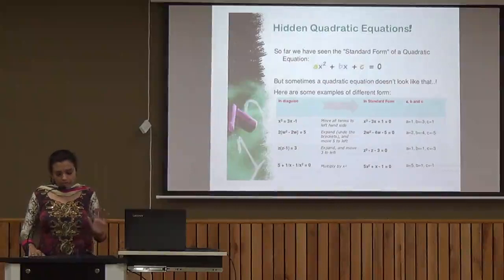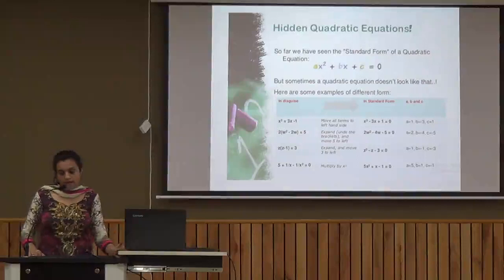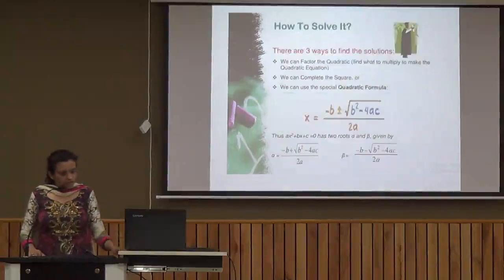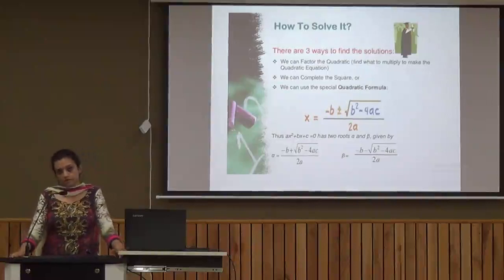See, the trick here is multiply by x square. Multiply by x square would just mean take the LCM in simpler terms. And when you take the LCM and cross multiply, you get 5x squared plus x minus 1 equal to 0. And it looks like a regular quadratic equation to us. Now comes the question, how to solve such equations.